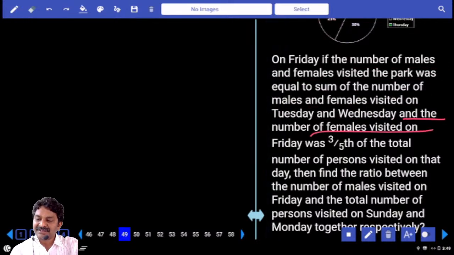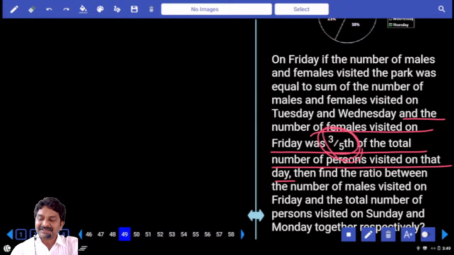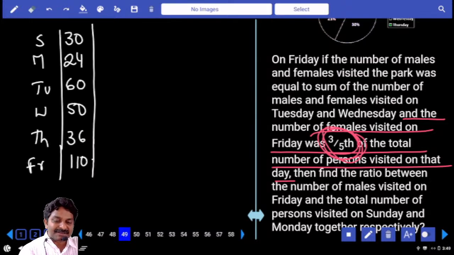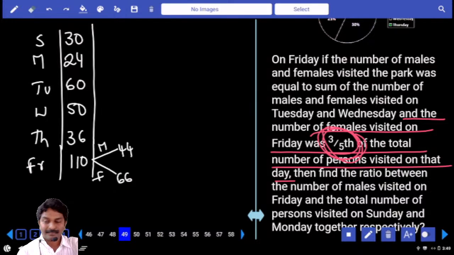The number of females visiting on Friday was 3/5 of the total number of persons visited on that day. 3/5 in the sense, can we take it as 60%? 60% of this number are female, which is equal to 66. Then males are 44. Over.